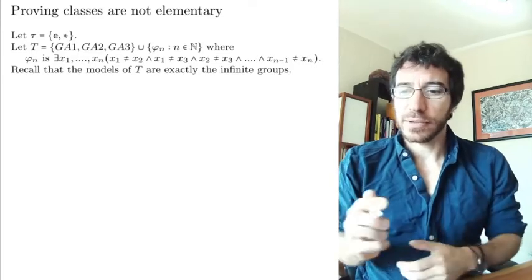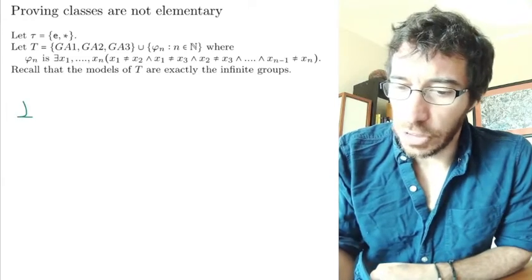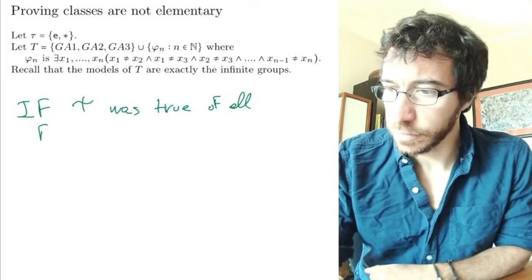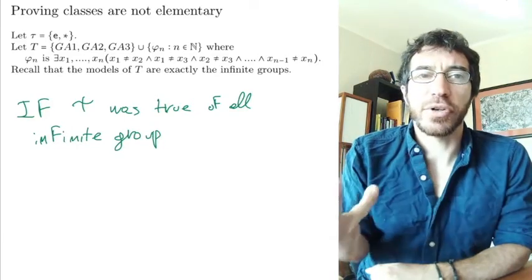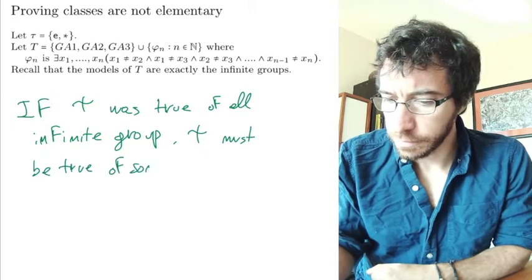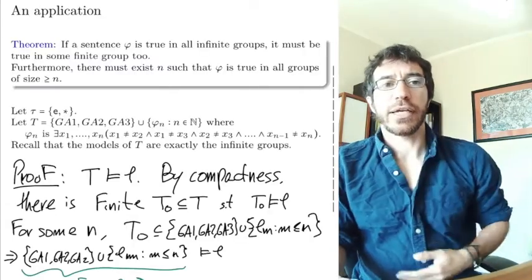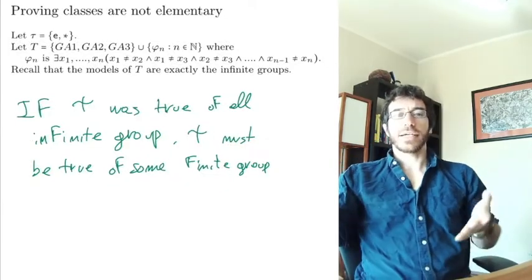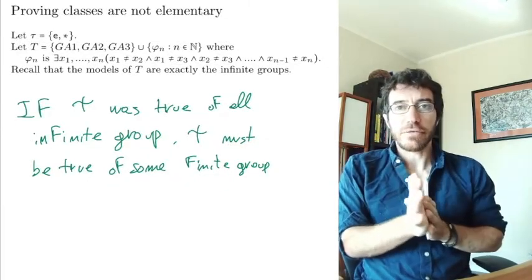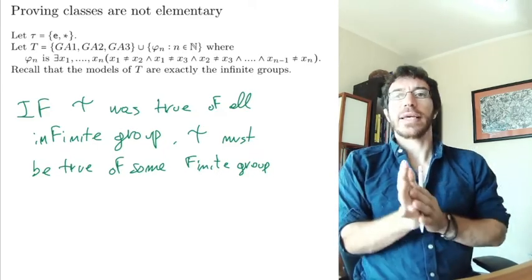And why is that? Well, it follows exactly from what we had before, right? If psi were true of all infinite groups, if it were a potential axiomatization for all infinite groups, psi must be true of some finite group. That's exactly what we had in our previous slide, right? So there cannot be a single sentence that characterizes all infinite groups. So the class of infinite groups is not elementary.